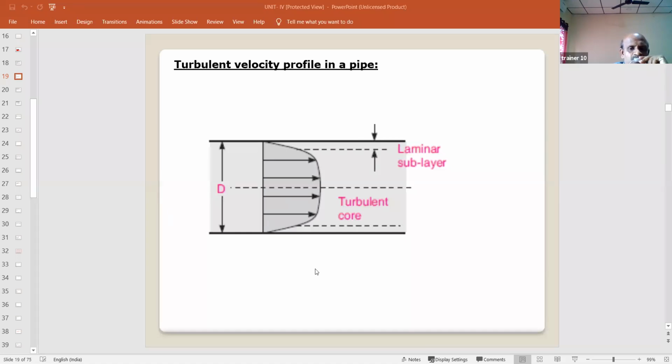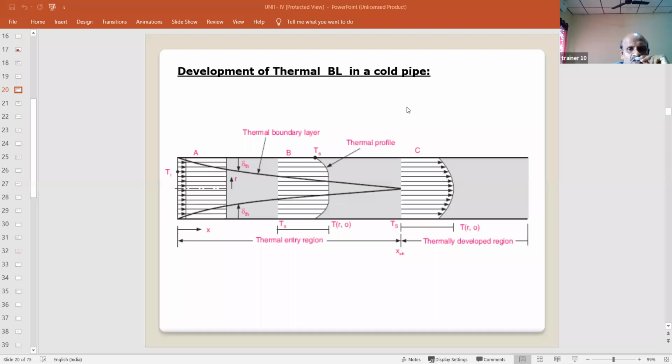Similar to this, we have the thermal boundary layer. Again, in the thermal boundary layer we have two types. In the case of plates, we saw that the cold fluid flows over the hot plate, and similarly the hot fluid flows over the cold plate. Similarly here we have development of the thermal boundary layer in a cold pipe. That means the pipe has a lower temperature than the fluid temperature, so the hot fluid is flowing through the cold pipe.